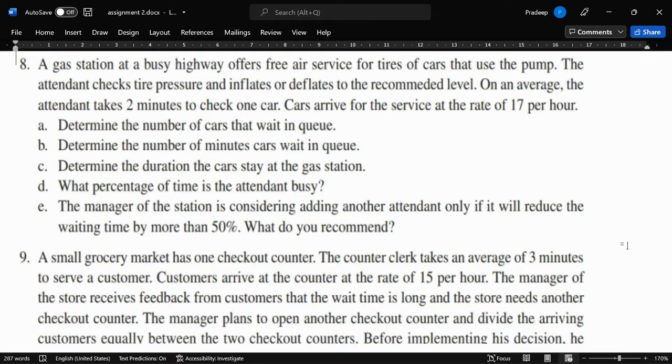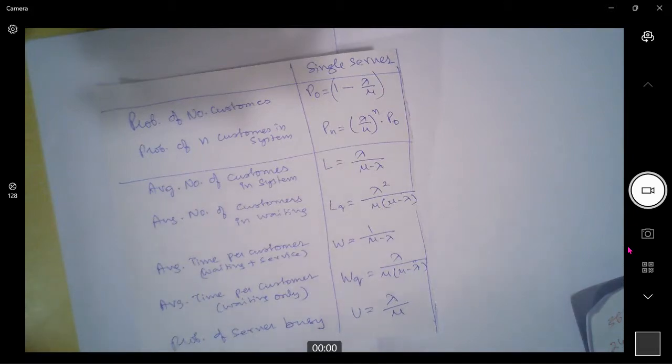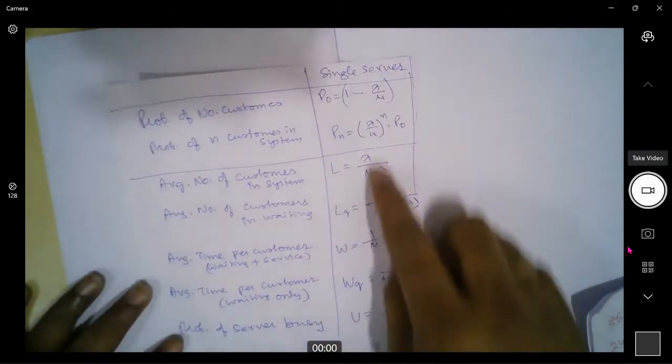To explain this, I'll just go through the question and then I'll show you the formulas. There is a lot of mathematics behind it because this goes into Poisson's distribution and probability theory and so on. So we'll simply see, I'll just show you the formula sheet. We'll simply see a single server analysis.